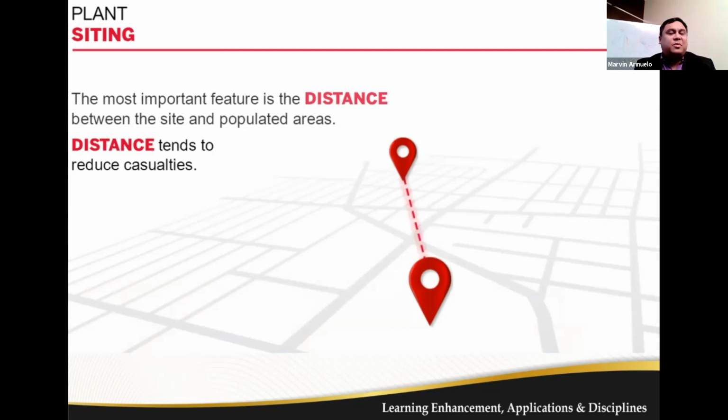When considering loss prevention and the processing facility, the most important feature is the distance between the site and the populated area. The distance tends to reduce the casualties.